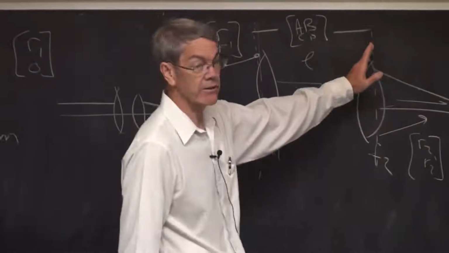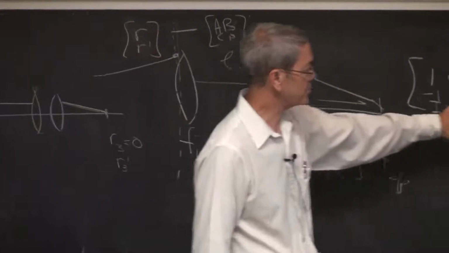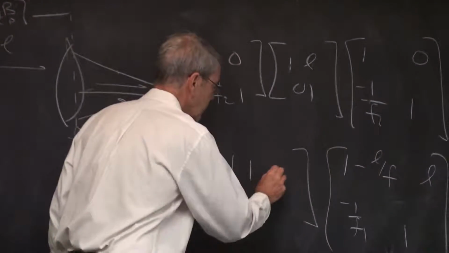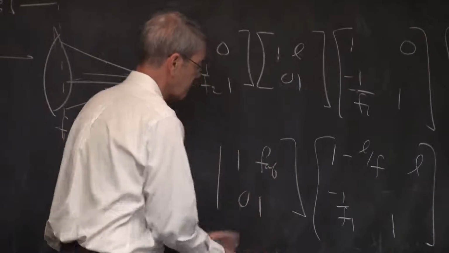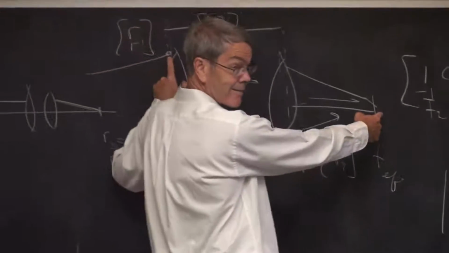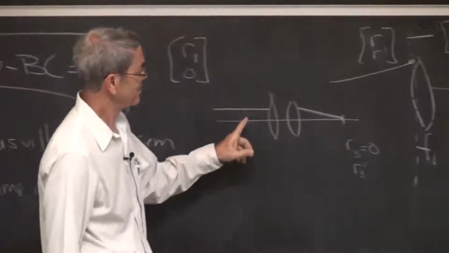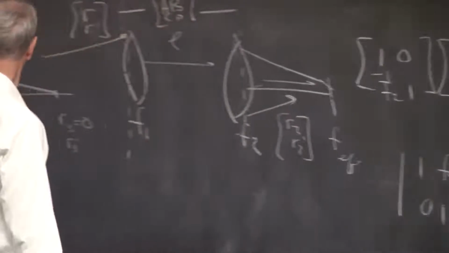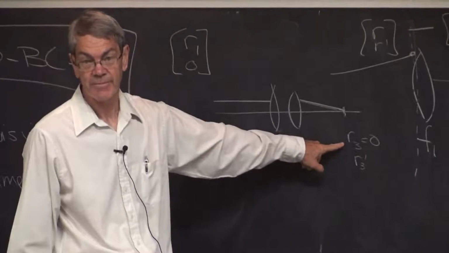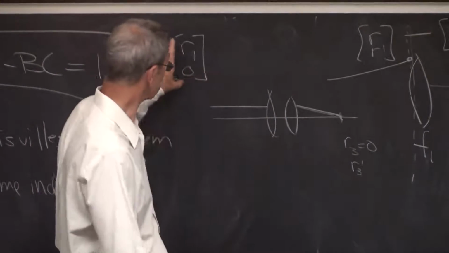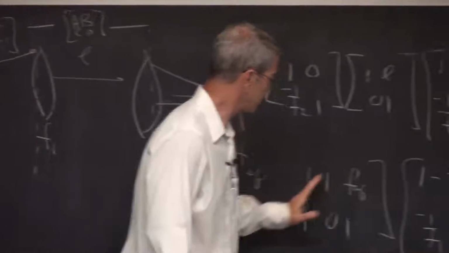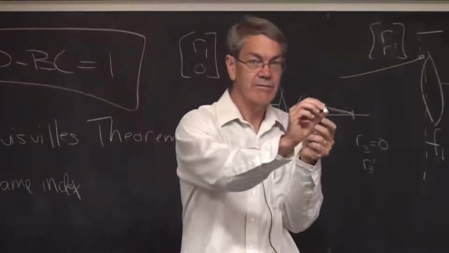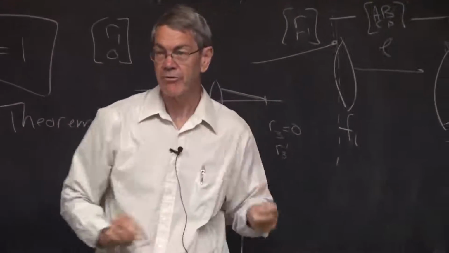This matrix only gets me to here. So what I have to do is take this matrix ABCD, operate again. I have to go some distance: 1, F effective, 0, 1. That's going to get me from here to there, and then I'm going to adjust F effective to the point where R3 equals 0. So I come in with this, I go through this new matrix, I solve for R3 in terms of all that stuff, and I just adjust F until R3 equals 0. That would help me find it. That'd be one way.